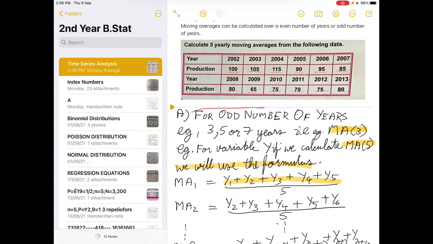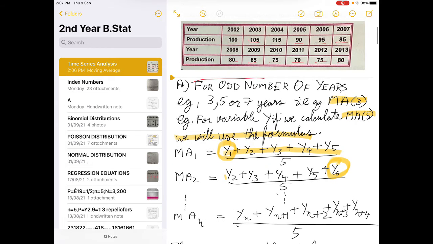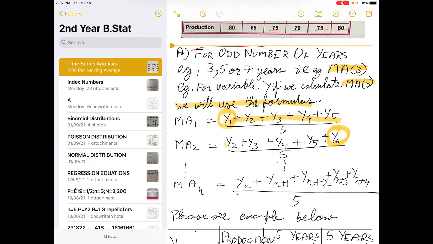Then for the second moving average, we will take out the first value y1 and include the sixth value y6. So we will remove the first value and move to the next 5 years. Similarly, for the third, we will remove y1 and y2, start from y3 and go till y7, until we reach the last moving average, where we have only 5 values left, yn to yn+4. So we will take yn plus yn+1 plus yn+2 plus yn+3 plus yn+4 and divide it by 5. All of these are basically averages over 5 years.